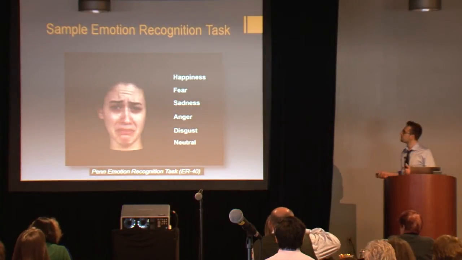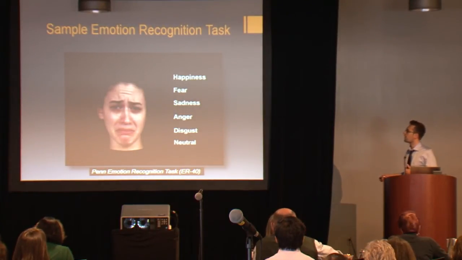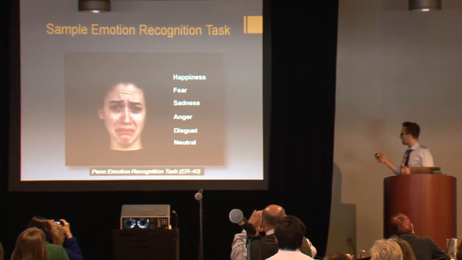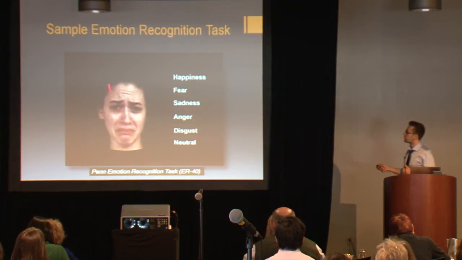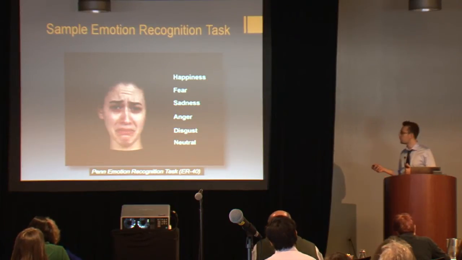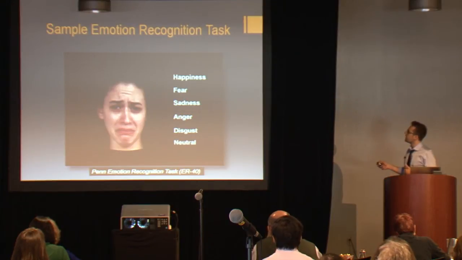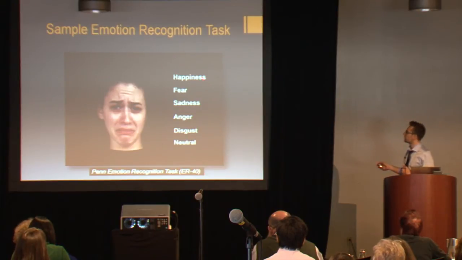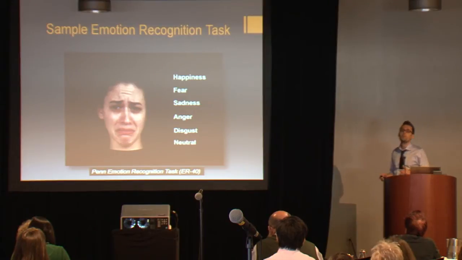And as a sample emotion recognition task, this is something called the Penn Emotion Recognition Task, or the ER40. So typically what these tasks do is present a face on the screen. It's presenting some emotion or no emotion, which would be neutral. And the individual is asked to select among these various options which emotion they recognize in the face. So going from happy, fear, sad, anger, disgust, down to neutral, where we again would say there's no emotion.